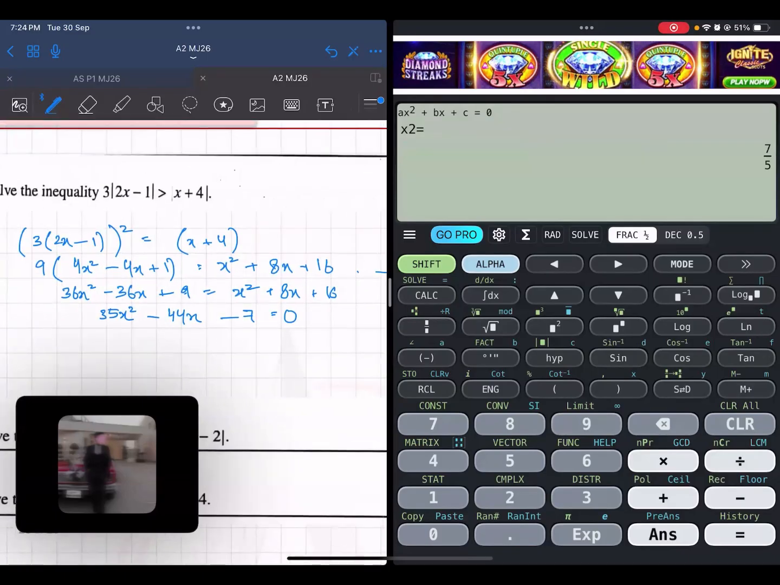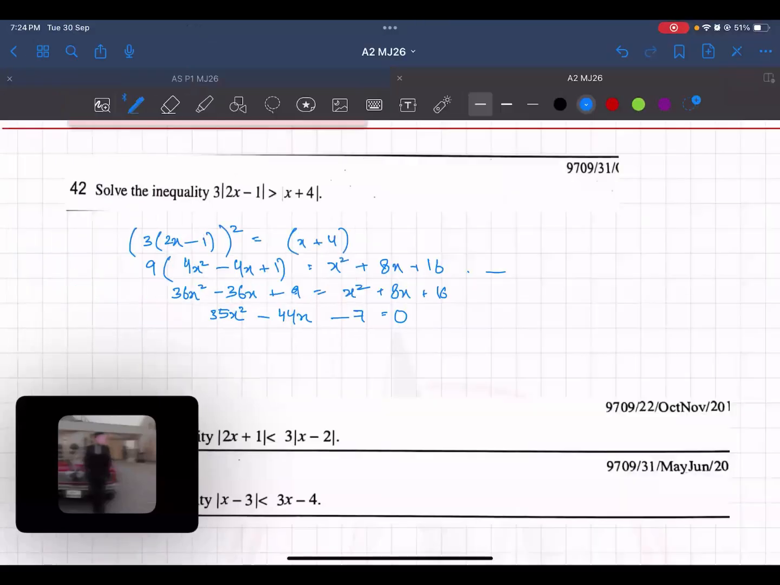I think the answer at the back is wrong. 36x² minus x² will be 35x². So this minus 44x, and then okay. Whatever solution you have got, I think that is right. 7/5 and −1/7. And then what would you do? Complete it.